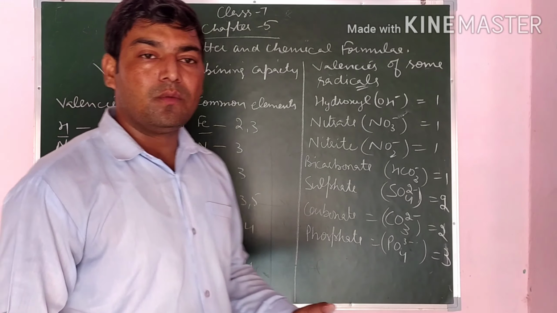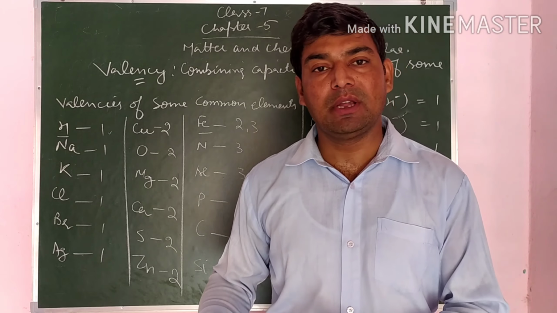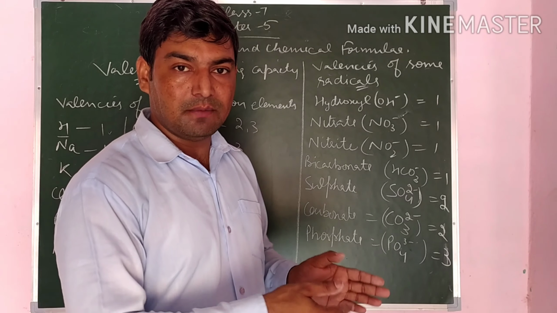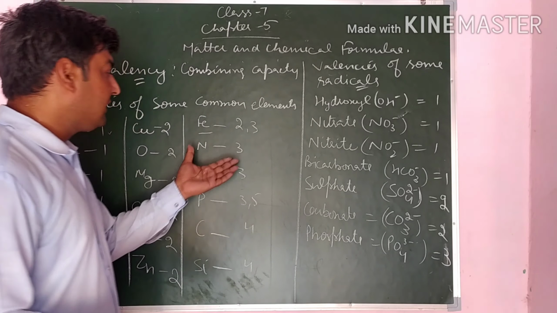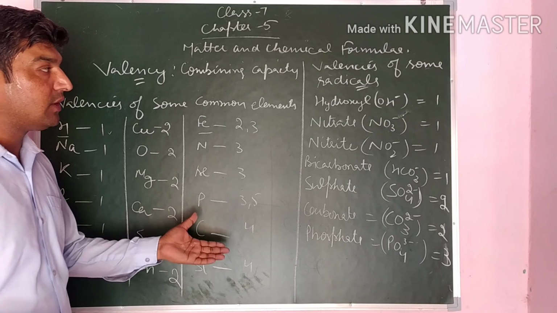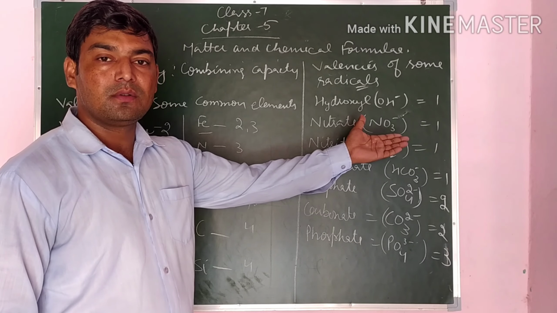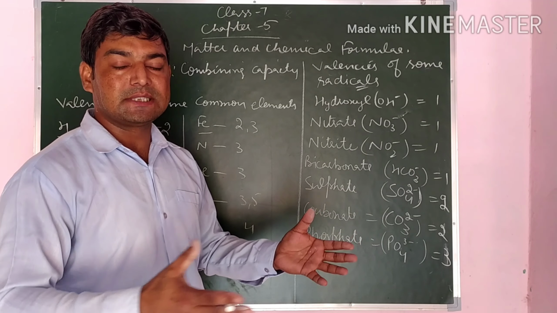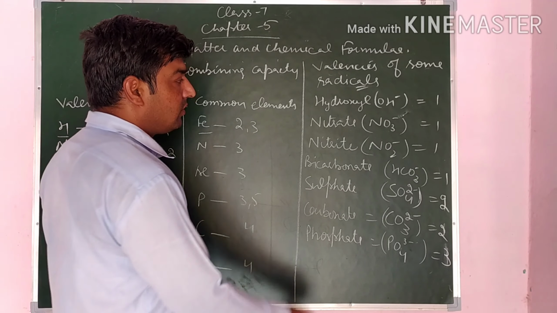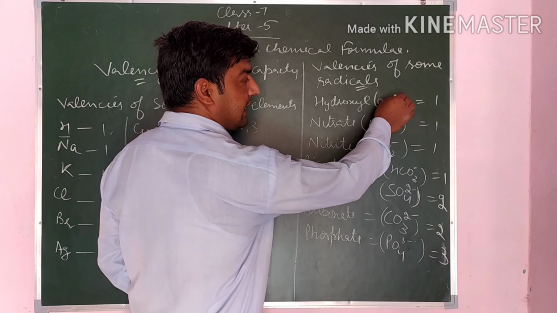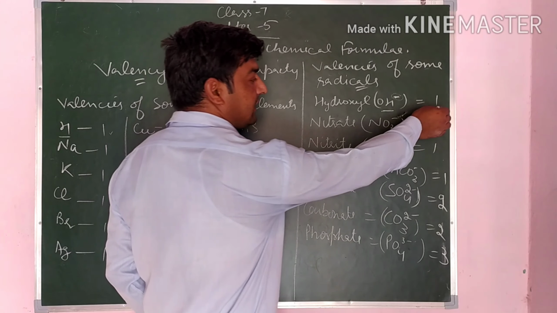So these valencies play an important role in writing a chemical formula. The previous topic was chemical formula, and to write that chemical formula, these valencies play an important role. There are some radicals. Radicals are formed when 2 or more elements combine. These are ionic representations. So hydroxyl group OH has a minus sign over here. So its valency is 1.